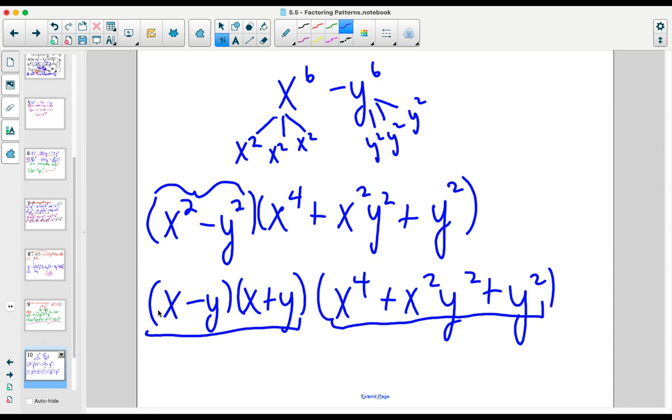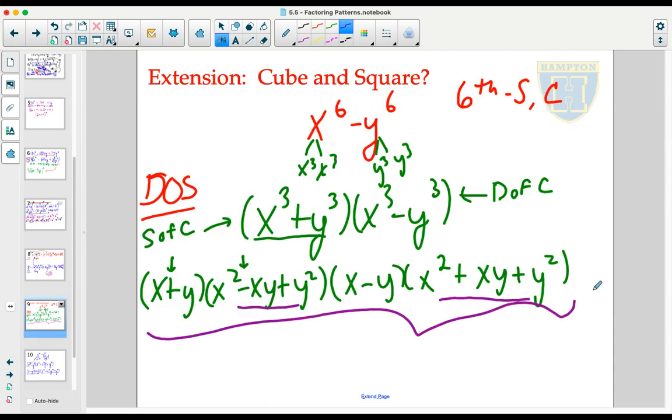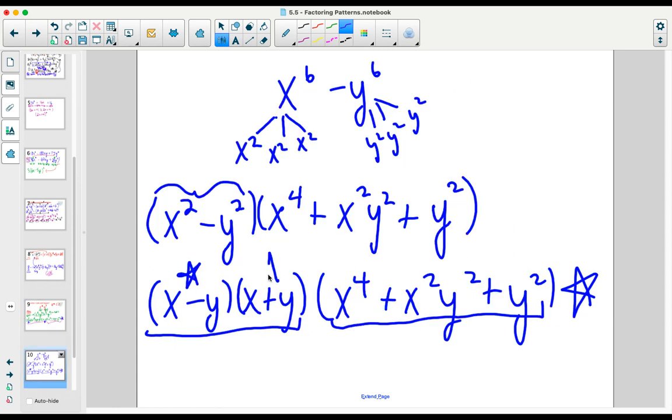But comparing these two answers to each other elicits an interesting outcome. If you look at this answer right here, and then you compare that to this answer right here, you'll notice that x plus y appears in both of them. So we have an x plus y there and an x plus y, and x minus y and x plus y both appear. That means that everything that's left over after those two must be equivalent to one another. We started in the same place. We started with x to the sixth minus y to the sixth, regardless of the route that we took.